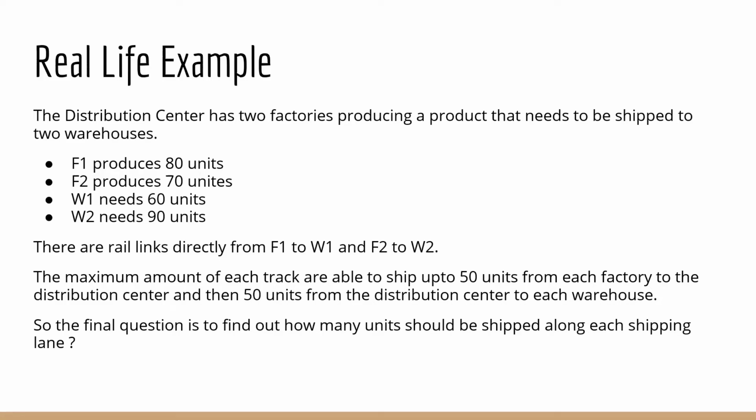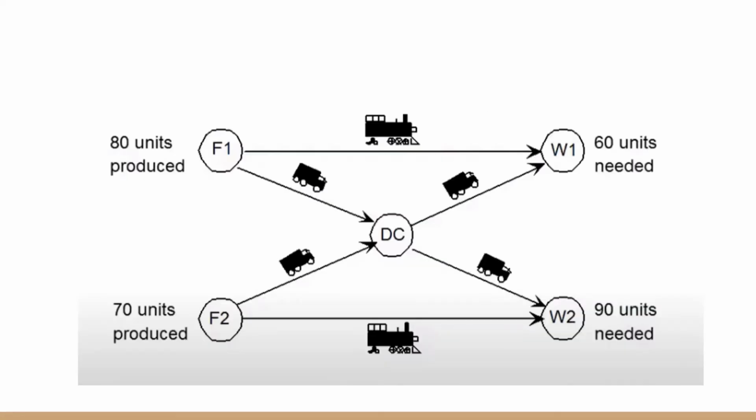So moving on to the graph presentation. Again, here we see factory 1 and factory 2 on the left with the associated amount of available units that can emerge from each of the factories. And on the right, we have the warehouses that are demanding a certain number of units.